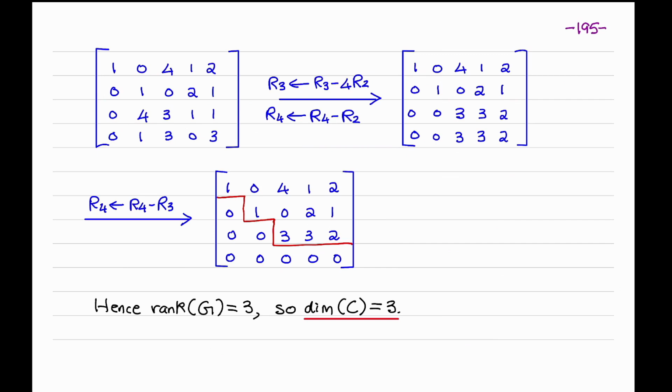And finally, I'll replace row 4 by row 4 minus row 3, which zeroes out the last row. The reduced matrix has 3 leading non-zero entries, and its last row is 0. So the matrix has rank 3, and hence the row space of G has dimension 3. So we conclude that the dimension of the vector space spanned by the 4 vectors is 3.